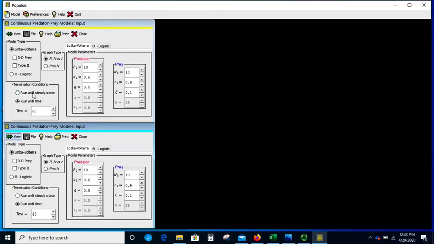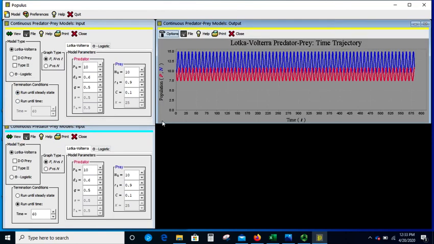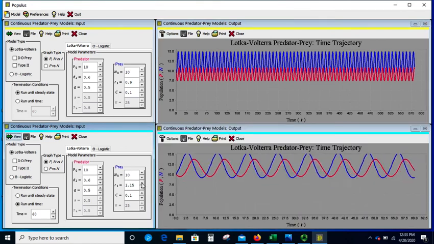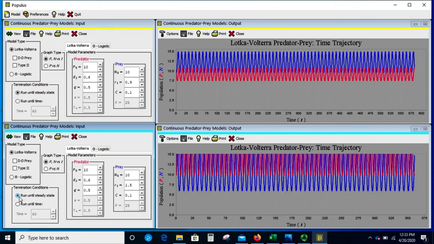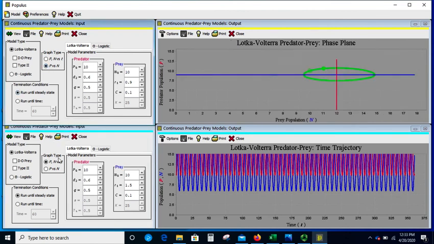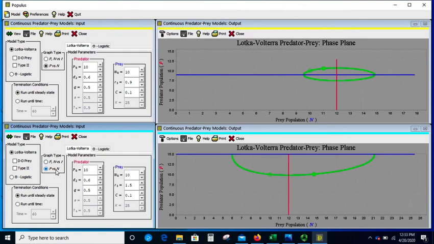So I'm opening two windows again. I'm going to run the defaults, and then I'm going to manipulate the prey's intrinsic rate of increase. So I'm basically going to mess with their growth rate, and so that's this variable R, and I'm going to increase that. We can also switch to the zero growth isoclines as well and look at it that way.